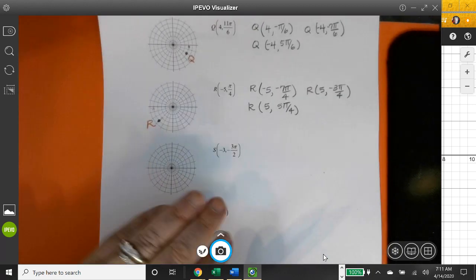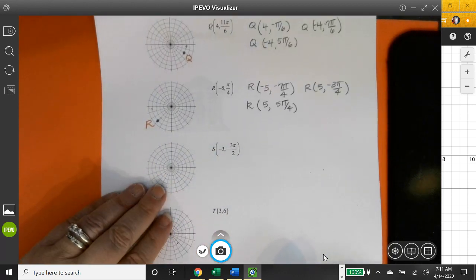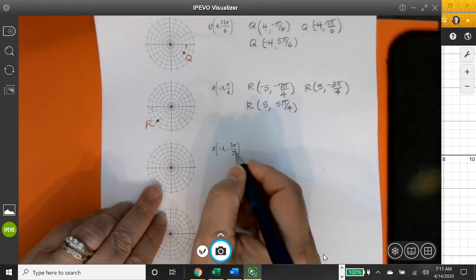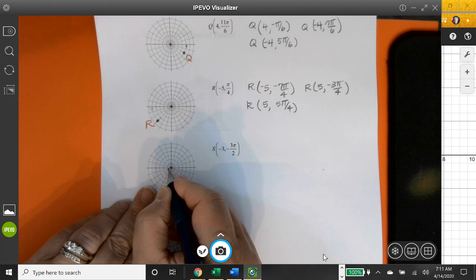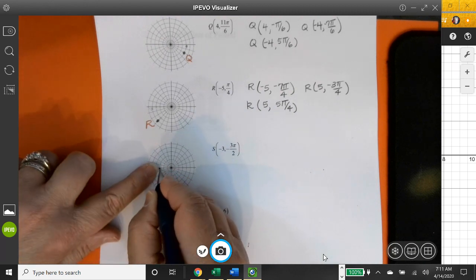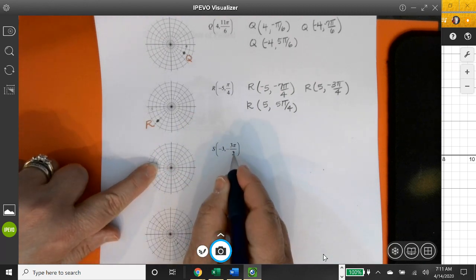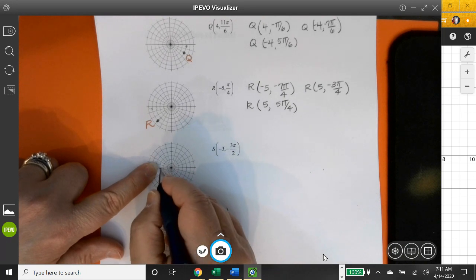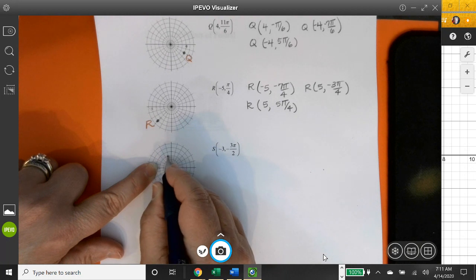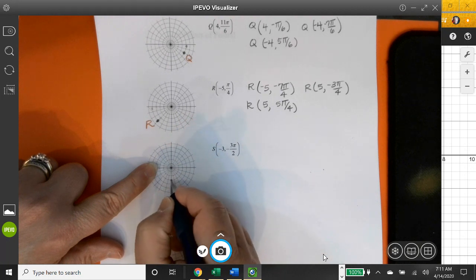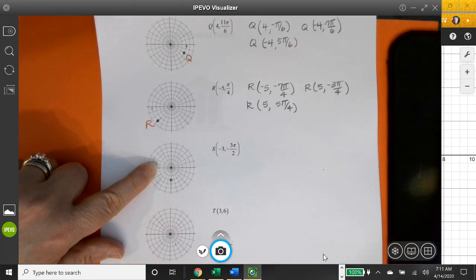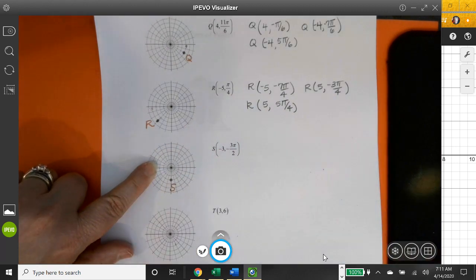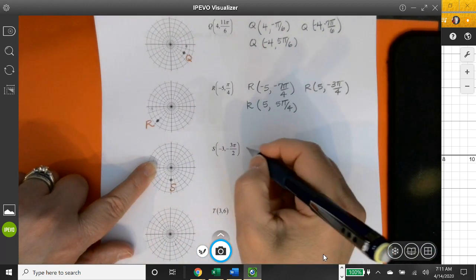S. All right, well, S is -3 pi over 2. So I'm going to go out radially -3, 1, 2, 3 on the polar axis and rotate -3 pi over 2, which means I'm rotating clockwise. So that means I'm going to be -3, and then clockwise puts me over here. So 1, 2, I'm on this ring right here. This is S.